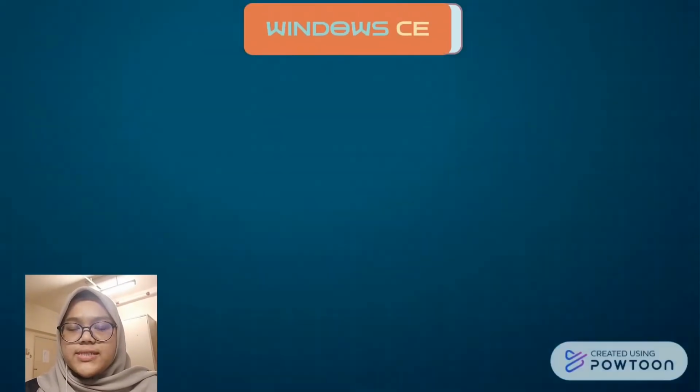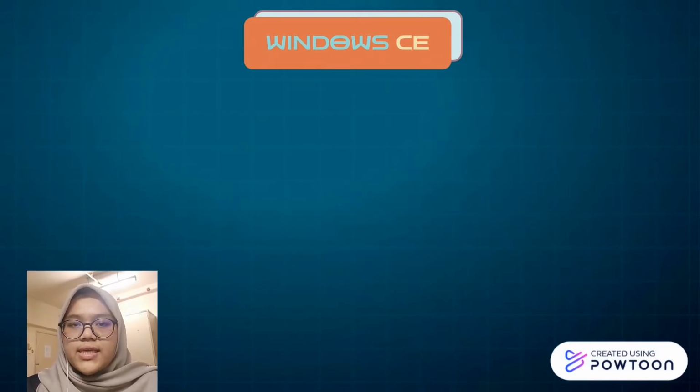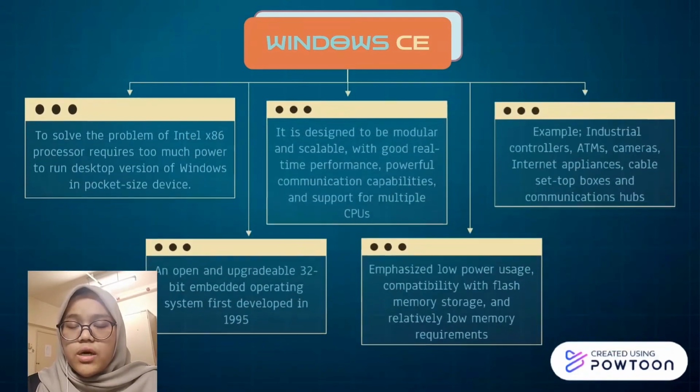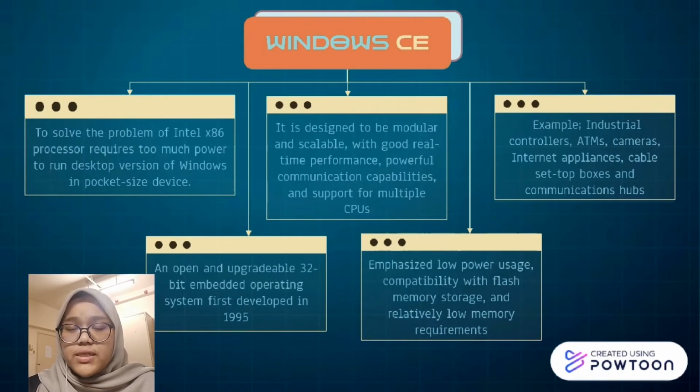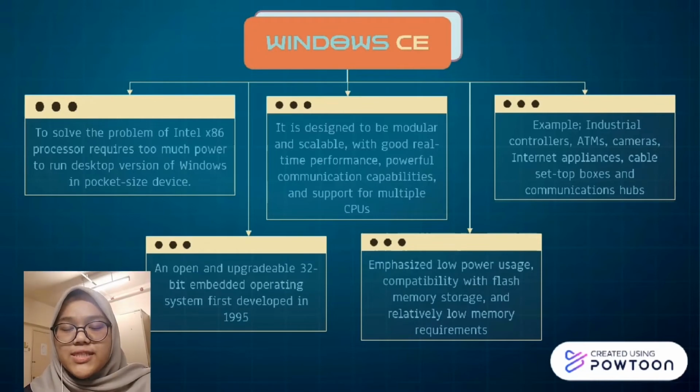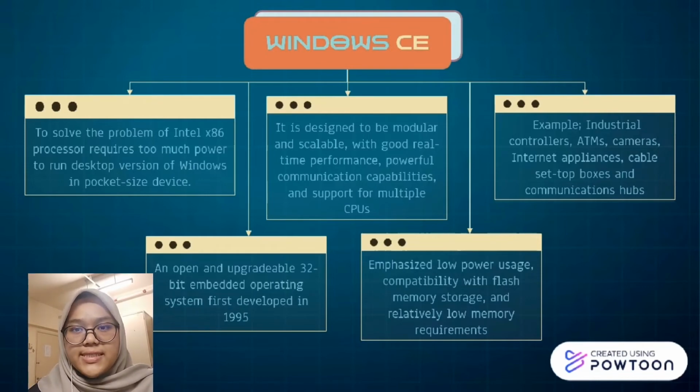So let's move to the next embedded OS, which is Windows CE. Windows CE is a solution to a problem of Intel x86, which requires too much power to run a desktop version of Windows in a pocket-sized device. So, Windows CE is an upgradable 32-bit embedded operating system which was first developed in 1995.